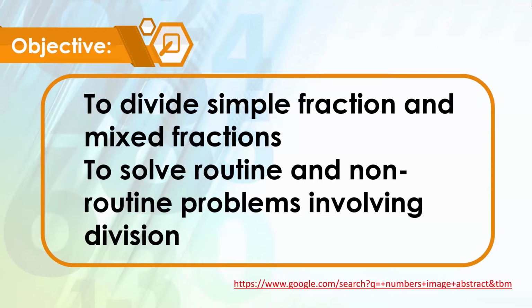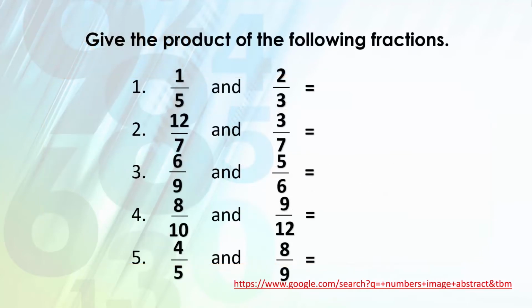Are you ready? Let's start by giving the product of the following fractions. Number 1, 1/5 and 2/3. The answer is 2/15. Number 2, 12 over 7 and 3 over 7. The answer is 36 over 49. Number 3, 6 over 9 and 5 over 6. Good job! The answer is 30 over 54 or 5/9.